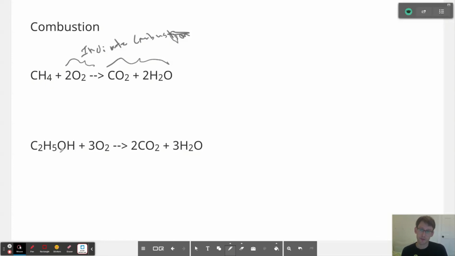Also, it's possible for the fuel to be something that isn't just hydrogen and carbon. For example, C2H5OH, which could be ethanol, which you may be aware is used as an additive in fuels, among other things. It can burn, and you'll have a case where you have the fuel still burning in atmospheric oxygen, still forming CO2 and H2O. So again, just really look for the reactant of oxygen and the two products of carbon dioxide and water, and you'll know that you have a combustion reaction.